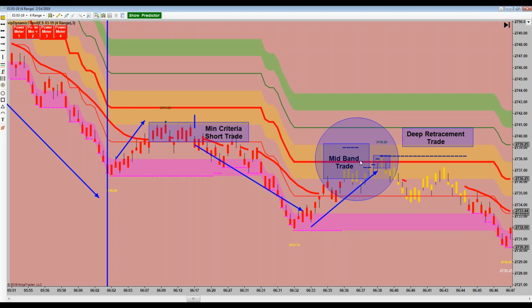We help you in the room, and you can practice them in sim, and you can do them in market replay, and you can look for where the markets came up into this area right here and/or sitting right on the mid-band itself, as these bars are doing right here. I would strongly urge you to look and practice minimum criteria trades and the deep retracement trades over here. However, let me come to the point.